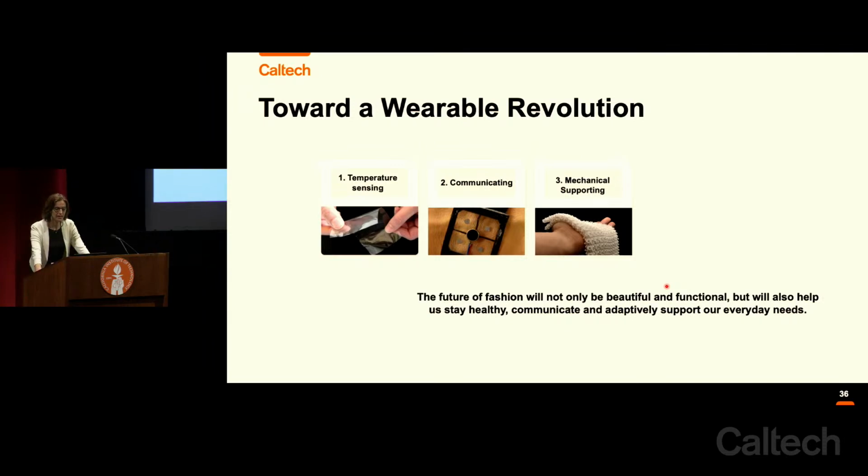Other labs, even here at Caltech, for example, are already showing that materials can detect diseases from sweat or continuously monitor internal organs via ultrasounds, improve rehabilitation of patients, and monitor chronic diseases. New materials for wearables, paired with advances in computing and manufacturing, which make these advances possible, will continue to permeate our everyday life. The future of fashion will not only be beautiful and functional, but will also help us stay healthy, communicate, and adaptively support our everyday needs. And I hope everybody will welcome these advances and discoveries in the future.